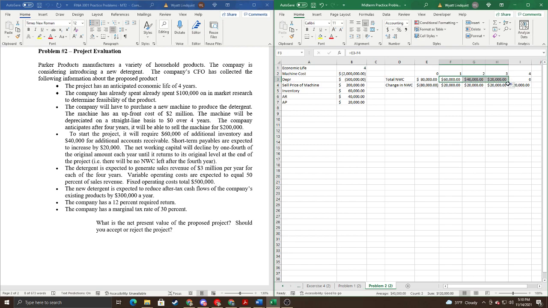And we're going to just copy that across. We can even copy it over to 0 or to year 4, and we get essentially that it'll start at $80,000 and then decrease by $20,000 per year until year 4. And that gives us our change in net working capital every year. And that's going to be useful later on as well. So that's our net working capital done.